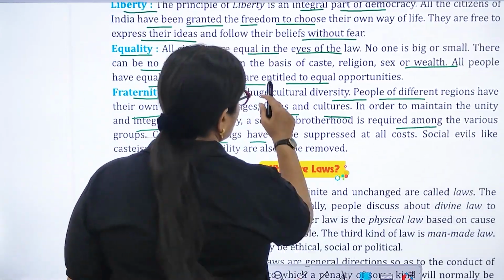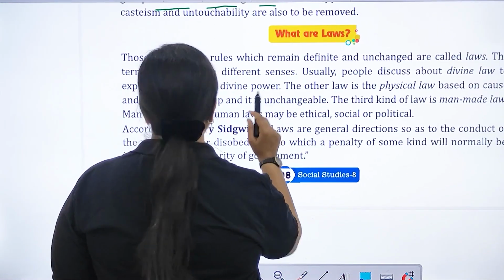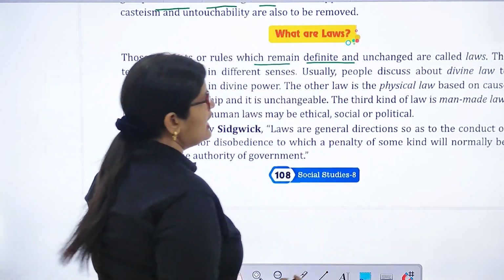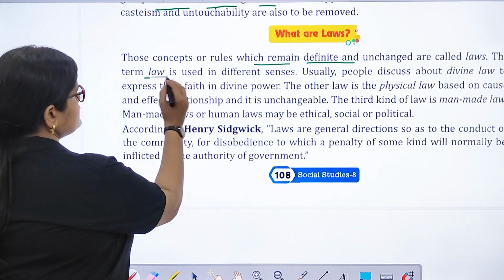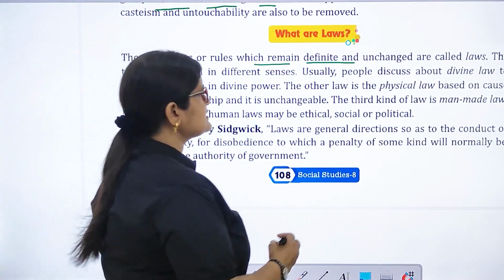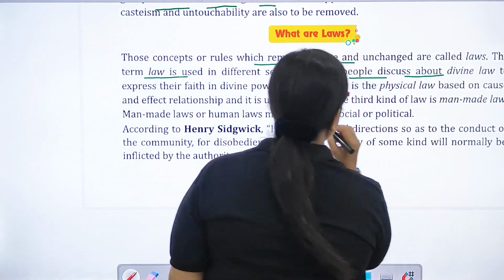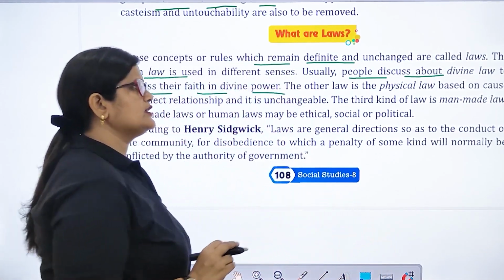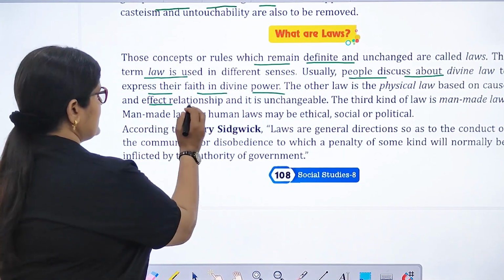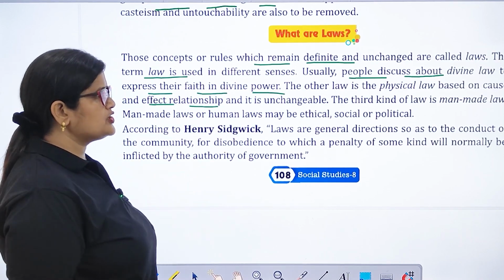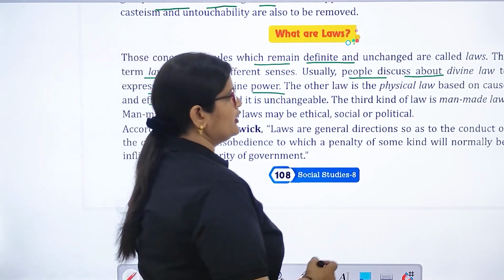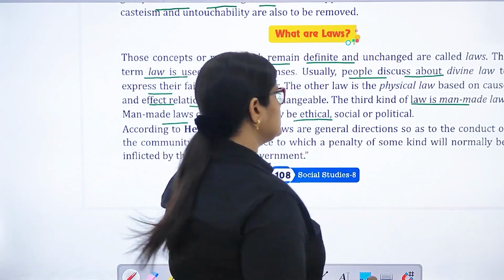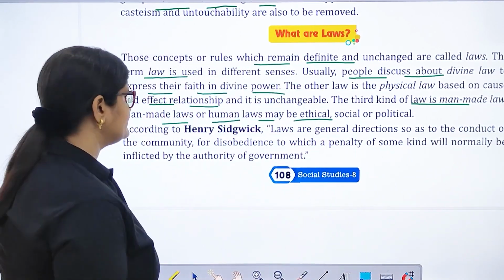What is law? Law क्या होता है? कानून. Those concepts or rules which remain definite and unchanged are called law. The term law is used in different senses. Usually people discuss divine law to express their faith in divine power. The other law is the physical law based on cause and effect relationship, and it is unchangeable. The third kind of law is man-made law. Man-made law or human law may be ethical, social or political.